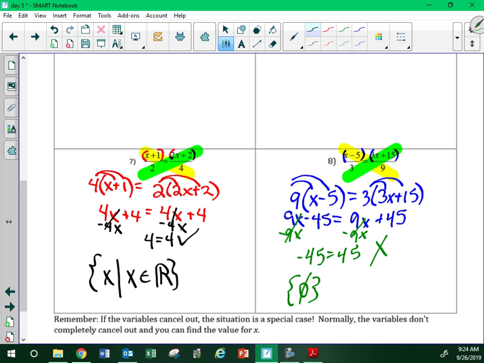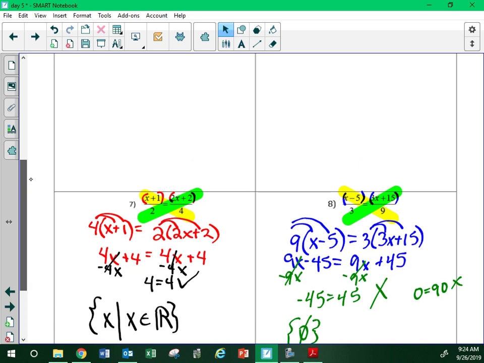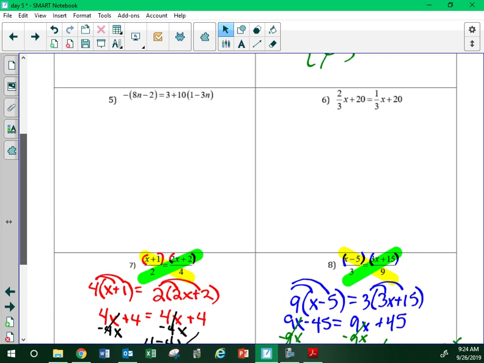Again, depending on how you solved it, you might have gotten 0 equals 90. It's still a false statement, so our answer is no solution. I know these equations are kind of nice, aren't they? Okay, let's go back up to these ones up here. We don't want to forget 5 and 6.